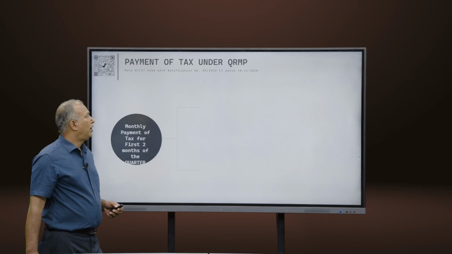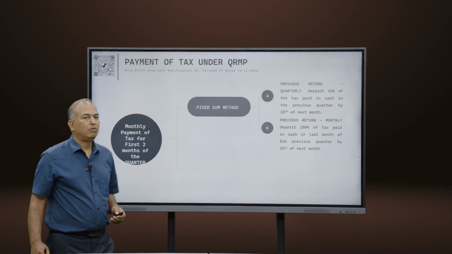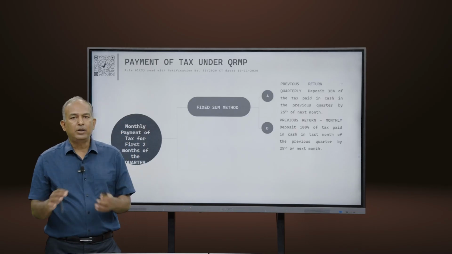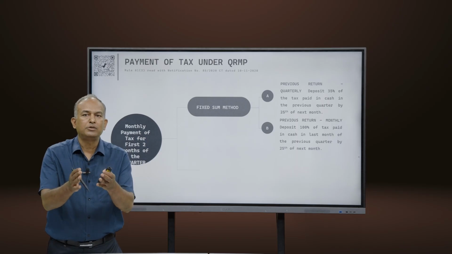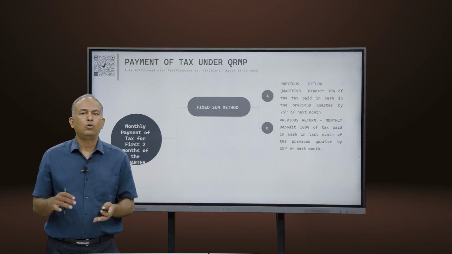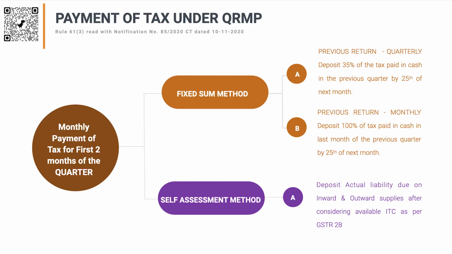Now, I want to tell you that when you say quarterly return, monthly payment, it has two limbs. One is the quarterly returns, so the quarterly GSTR 1 that is filed. The next part is the monthly payment. What do you mean by a monthly payment? The monthly payment is achieved in two ways. One is called, as you clearly see here, the fixed sum method, and the second one is called the self-assessment method.